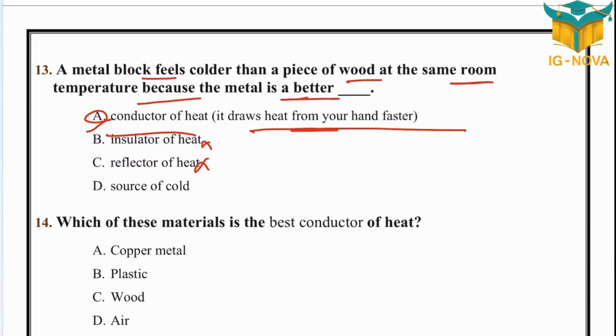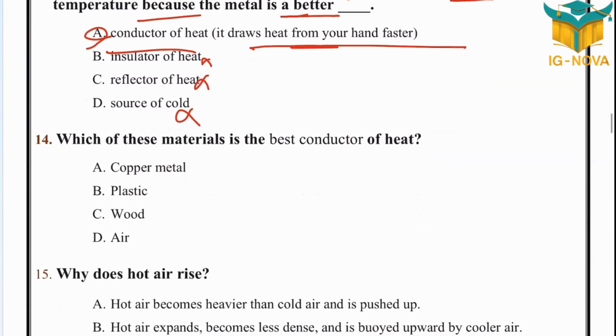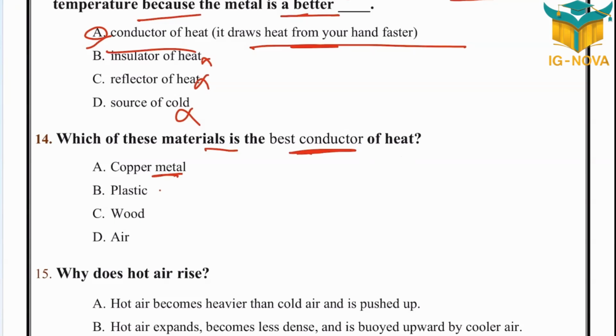Instead of heat, cannot; reflector, cannot; source of cold, cannot be. Question 14. Which of these materials is the best conductor of heat? Copper, metal, plastic, wood, iron. It's copper. Copper, by the way, is the best conductor for both heat and electricity.